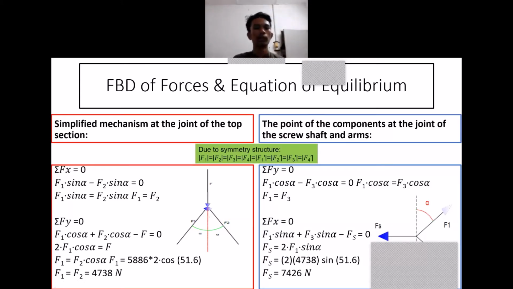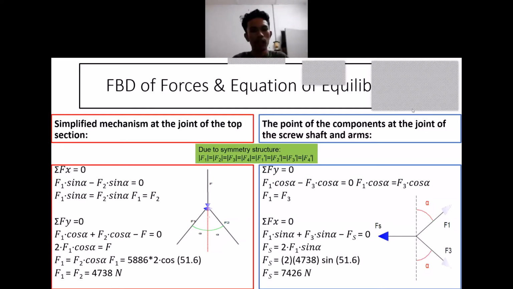So I am going to explain the free body diagram process and the equations of equilibrium. We can look at the simplified mechanism at the joint of the top section, where we can calculate the summation of Fx equal to 0. Then F1 sine alpha minus F2 sine alpha equal to 0. So F1 sine alpha equal to F2 sine alpha. Then finally we get F1 equal to F2.